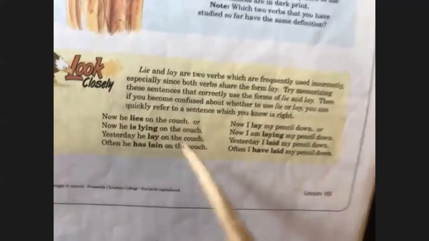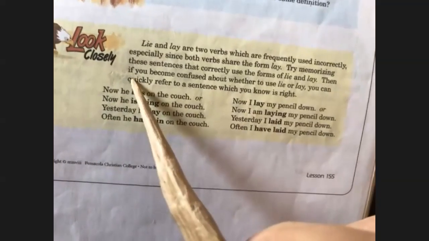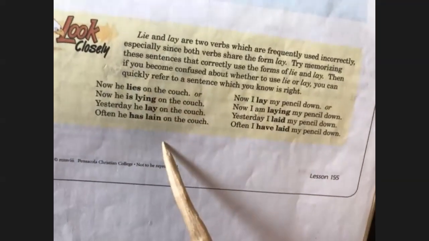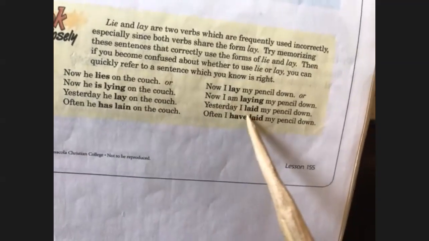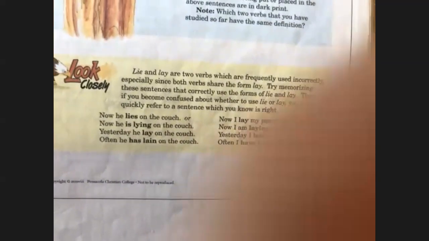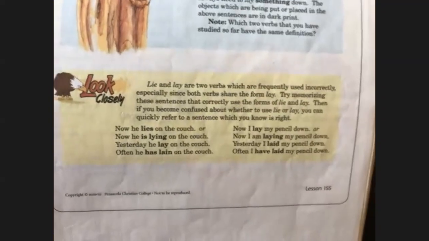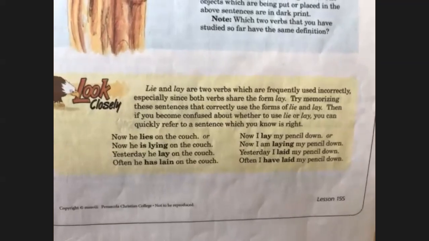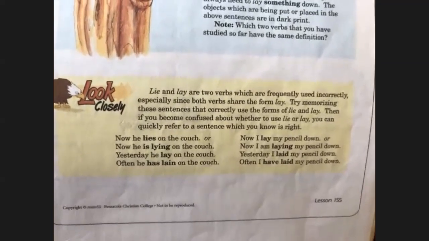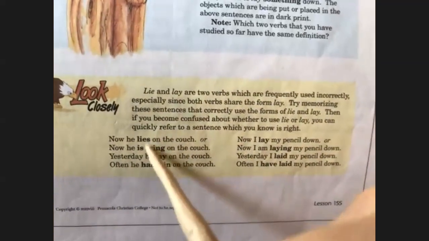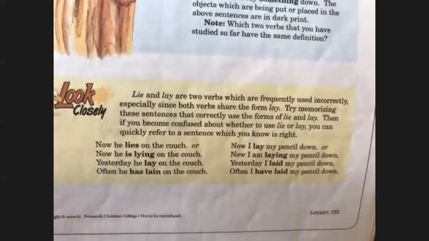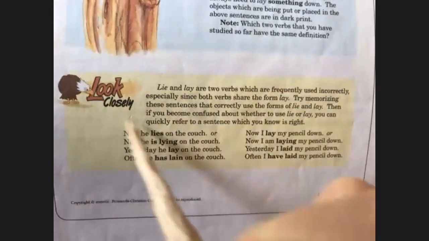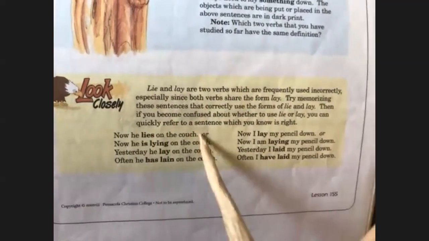So if you can memorize with couch or pencil, use couch for lie and use the pencil for lay, and memorize these sentences, three or four for each one, then that can be a trick to help you. When I say trick, that can be a remedy for a problem you might be having with it. If you're not sure which one, go back to your list of memorized sentences, and then you can pick the one from your head that is correct. If you put that to memory, you'll be able to do it.